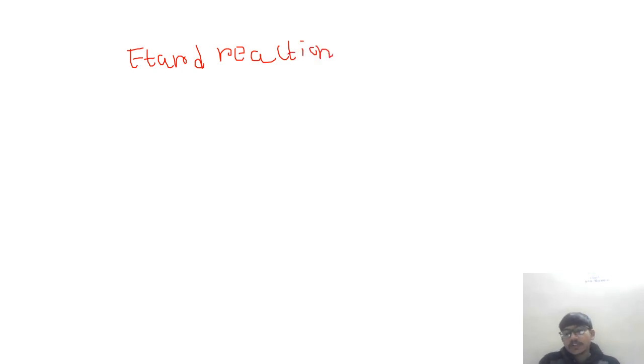Now the next reaction which we are going to take is Etard reaction. This reaction was asked in NIPER JEE 2023 also. So now in Etard reaction, what simply happens is that the toluene, this is toluene, is going to be converted into benzaldehyde.